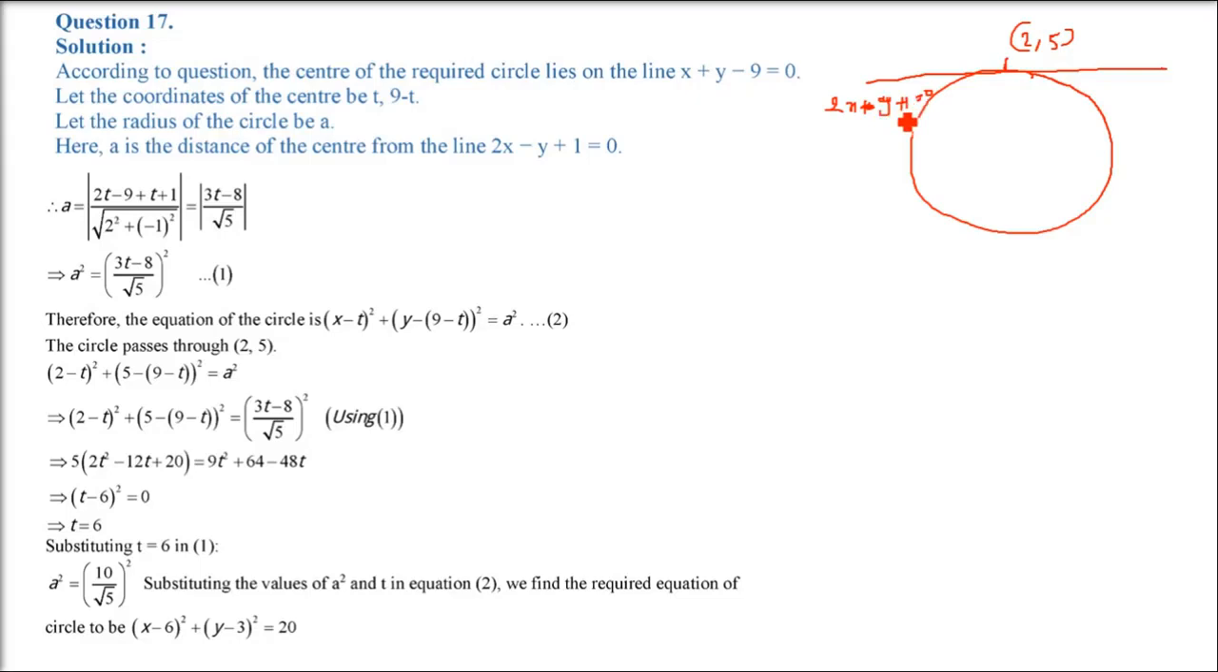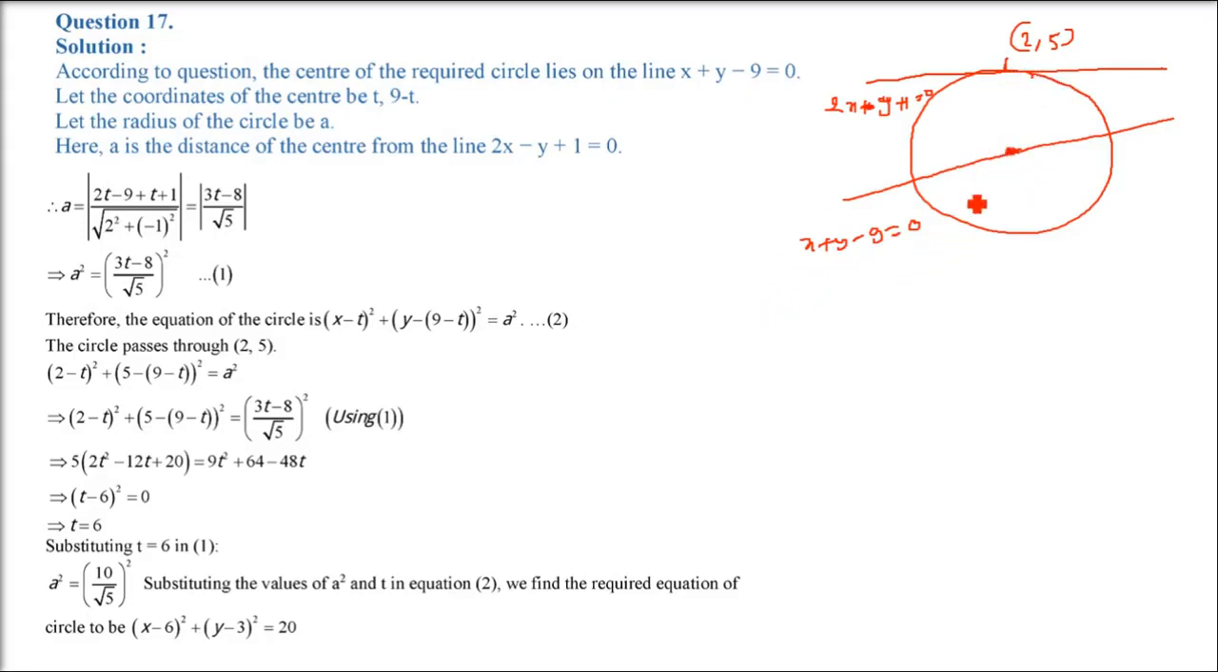And the center of the circle lies on this line, x plus y minus 9 equals 0. So this is the line. The center lies on this line, so the equation is x plus y minus 9 equals 0. The center h, k, which we generally take, lies here. So how do we go about this question?